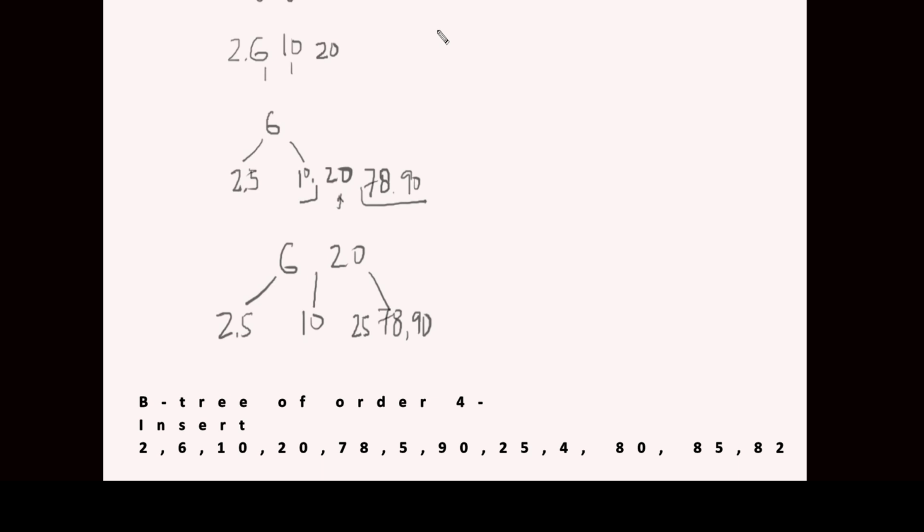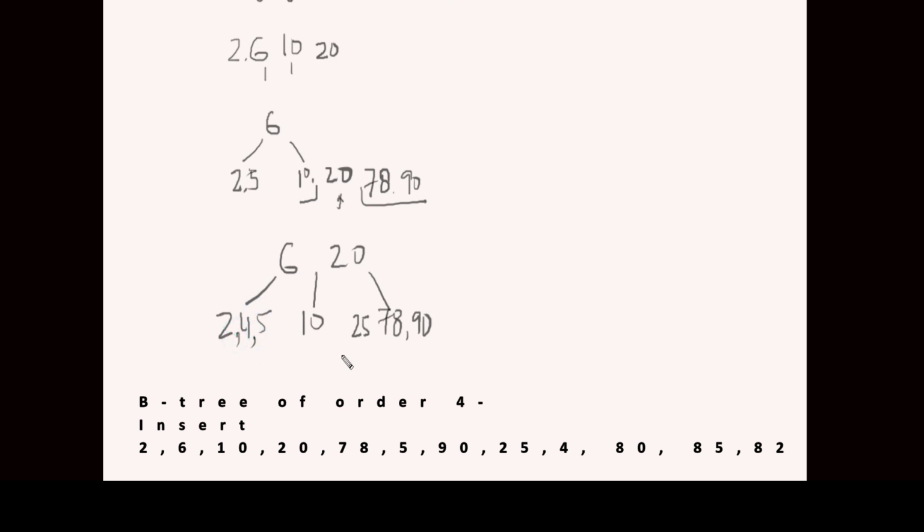And then we have 4. So 4 is going to be inserted here, somewhere in between 2, 4, and 5. So let me write it like this. 4 is done. Then 80.